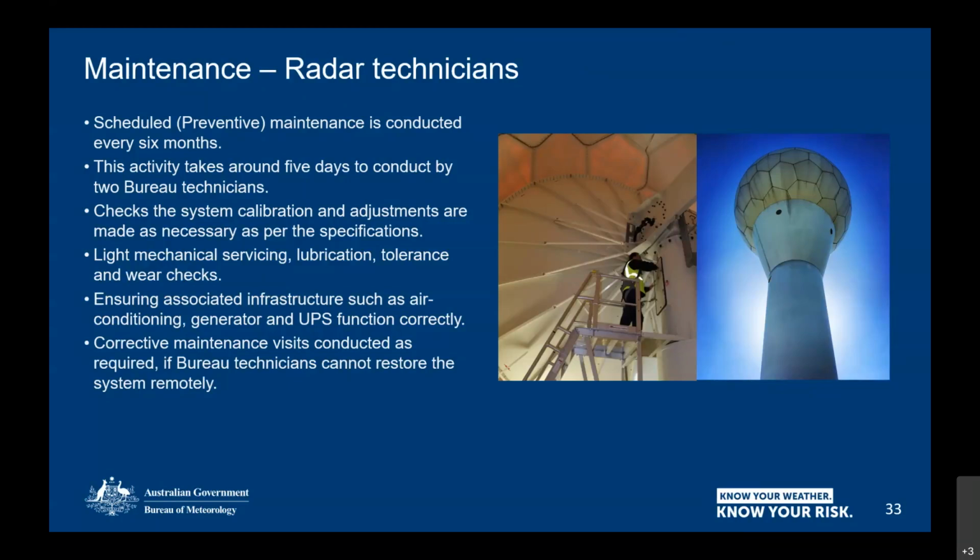So they look at the antenna, the gearboxes and dishes and things like that, make sure it's lubricated, things aren't excessively wearing, and just do general checks like that. So that's done every 6 months. Also, while they're out there, the radar has a number of infrastructure systems as well. So air conditioning, uninterruptible power supplies, and a backup generator. They also make sure they're functioning correctly as well. So there's a lot to do in the week that the two guys are out there in the field.